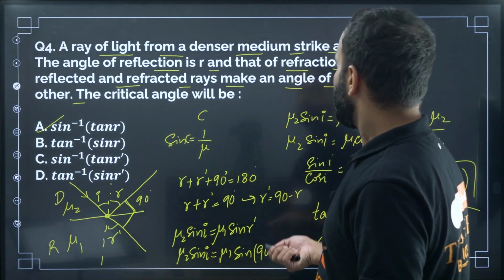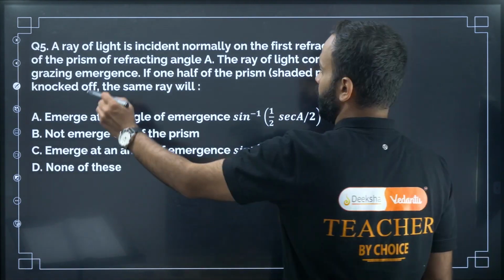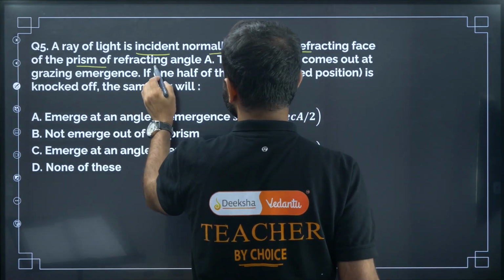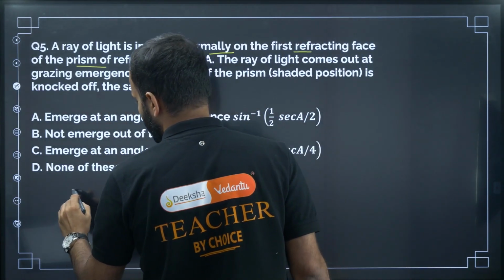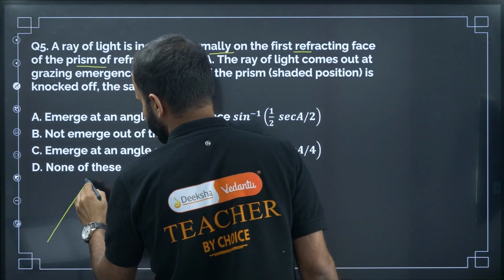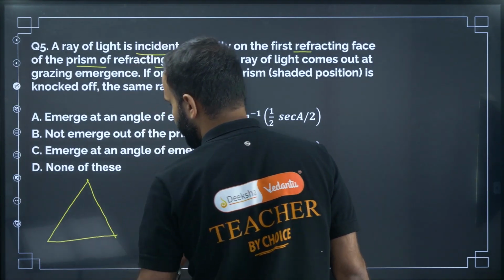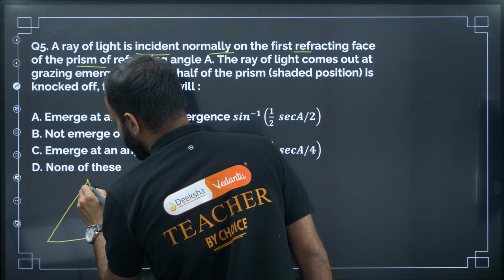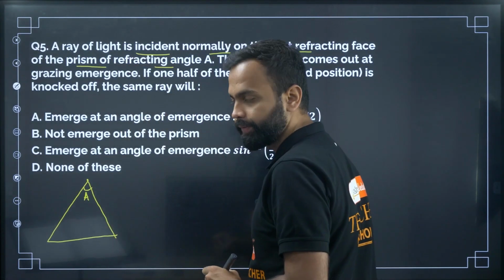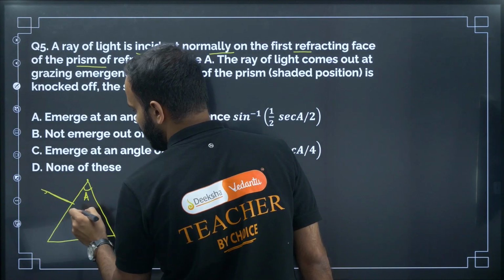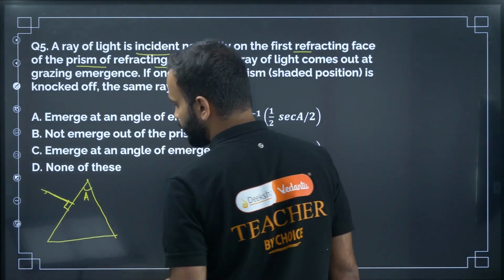Question number 5. A ray of light incident normally on the first refracting face of the prism of refracting angle A. Okay, let us draw the diagram. Here, this is the prism. Angle of prism is A. Okay, and it falls normally on the first refracting surface.